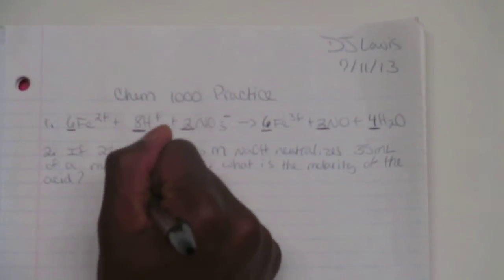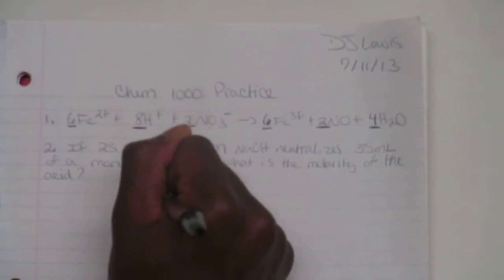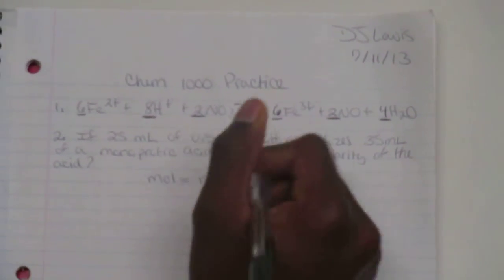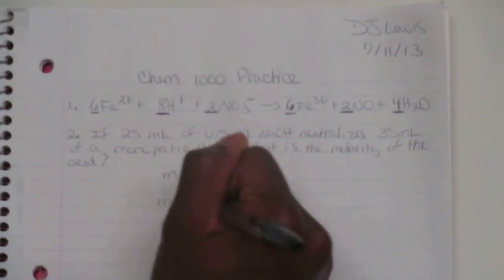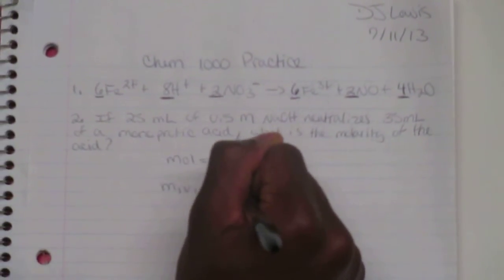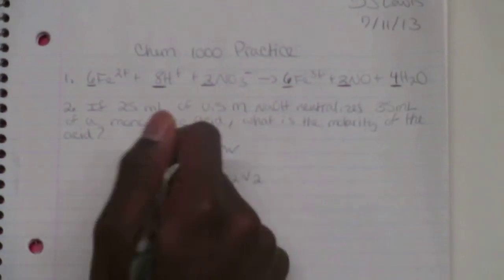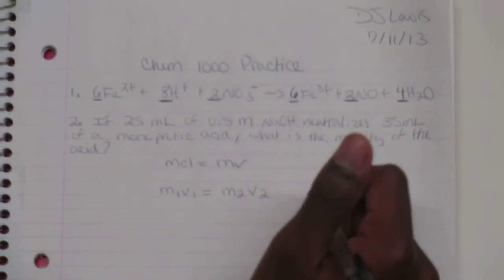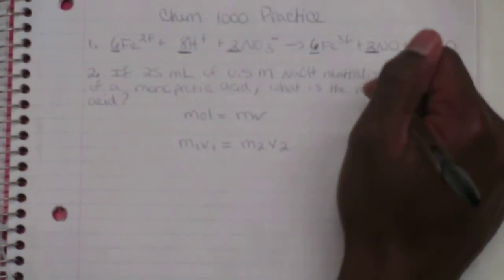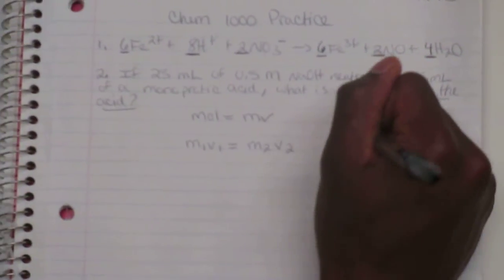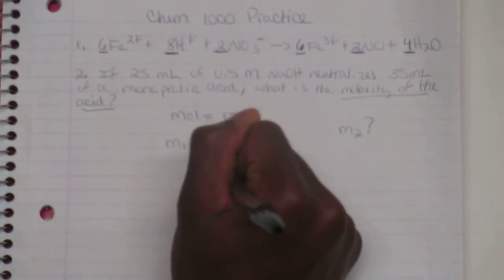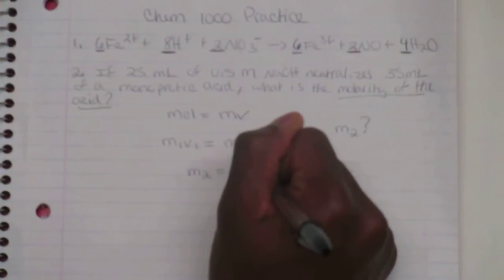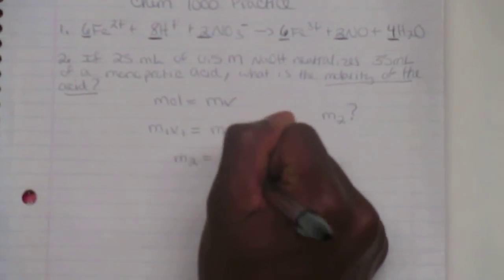With that said, we know that moles equals molarity times volume. Therefore, we know that M1V1 equals M2V2. This problem is asking us for the molarity of the acid. Therefore, we're looking for M2. Rearranging this problem for M2, we find that M1 times V1 over V2 will give us the molarity of the acid.